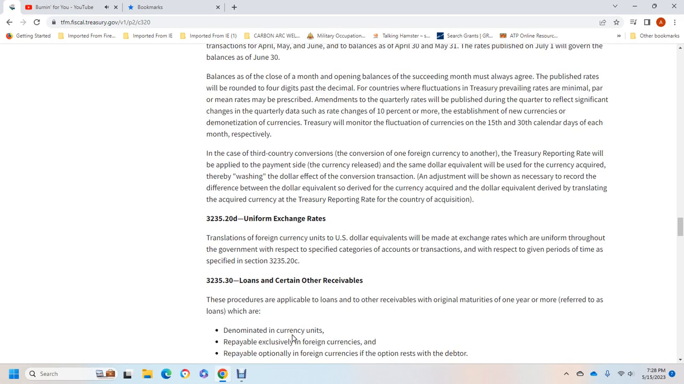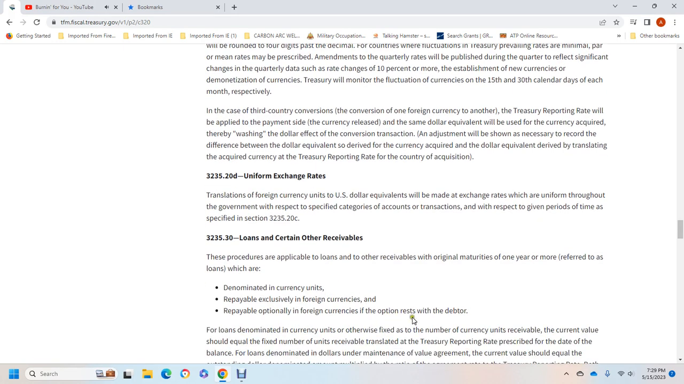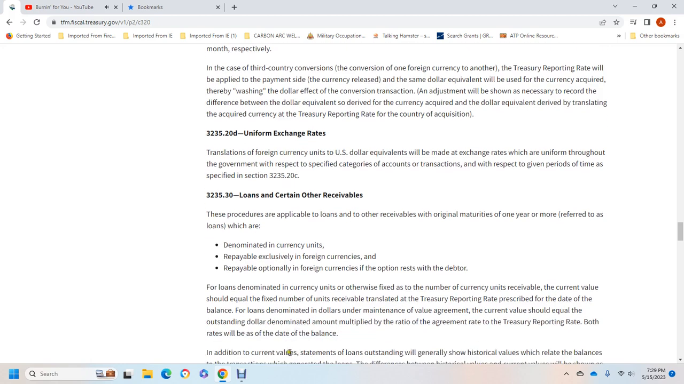323530 Loans and certain other receivables. Receivables with an original maturity of 1 year or more, referred to as loans, which are denominated in foreign currency units, are repayable exclusive of foreign currency, or repayable in optional foreign currency if the option rests with the debtor. For loans denominated in currency otherwise fixed with the number of currency units, the current value should equal the fixed number of units of the receivable translated at the Treasury reporting rate as of the date of the balance. For loans denominated in dollars used for maintenance of value of the agreement, the value is shown equal to the outstanding denominated amount multiplied by the ratio of the agreement rate to the Treasury reporting rate.